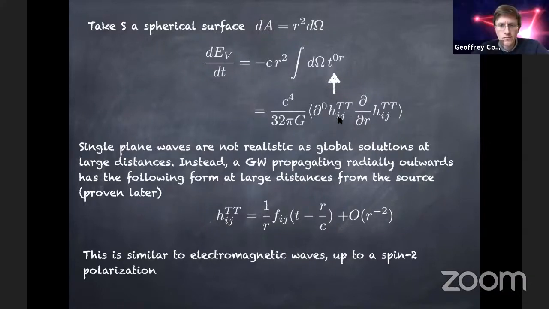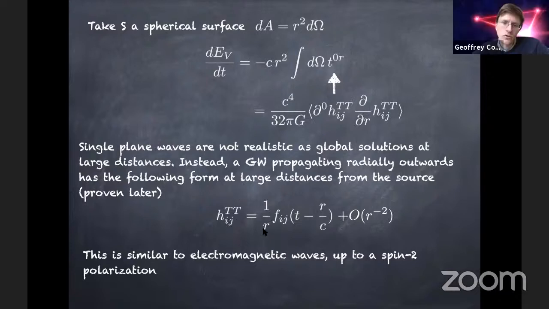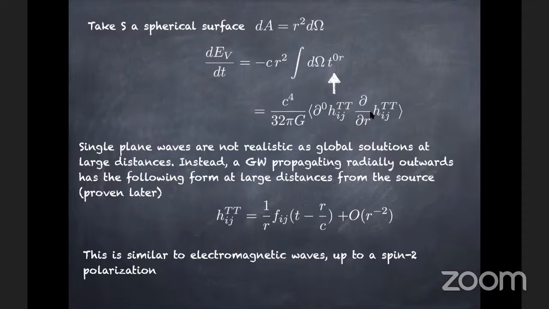That one is 1 over r. So there's a 1 over r squared that will kill this r squared, so that the final result will be finite at the end. So this h is proportional to 1 over r times some function of retarded time. Yeah, but you have not yet expanded HTT in terms of F. No, I did not, no.